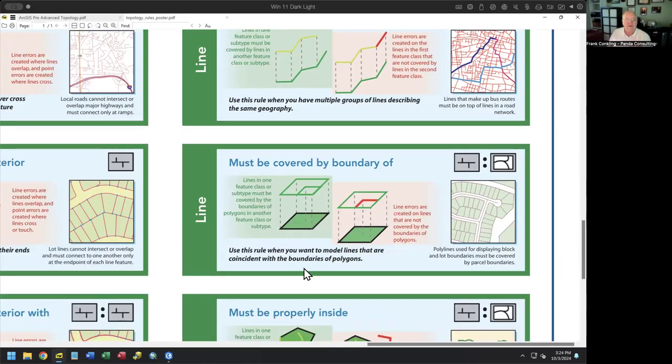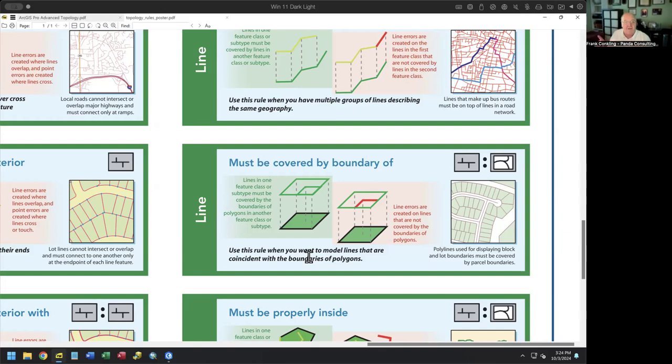And then we have must be covered by the boundary of, and in this case, this goes from lines to polygons. Once it says boundary, you can identify that really means a polygon boundary. So this is used when you're comparing lines and polygons, and you're saying, show me where the line that I have is not on a boundary of a polygon. This is used inside the parcel fabric, and it's used to identify where those lines are just sort of freestanding and don't represent necessarily the boundary of a parcel.